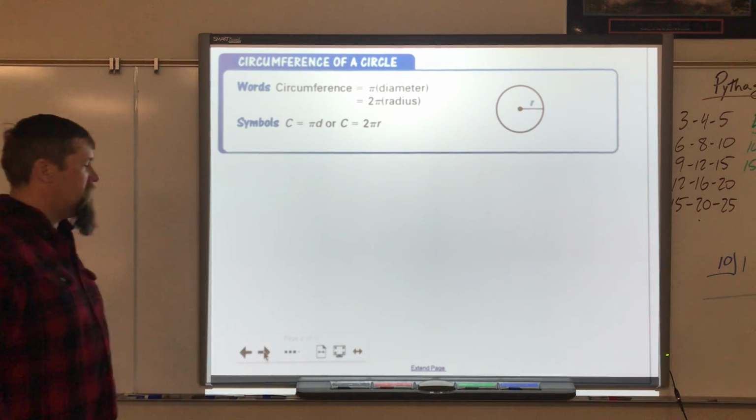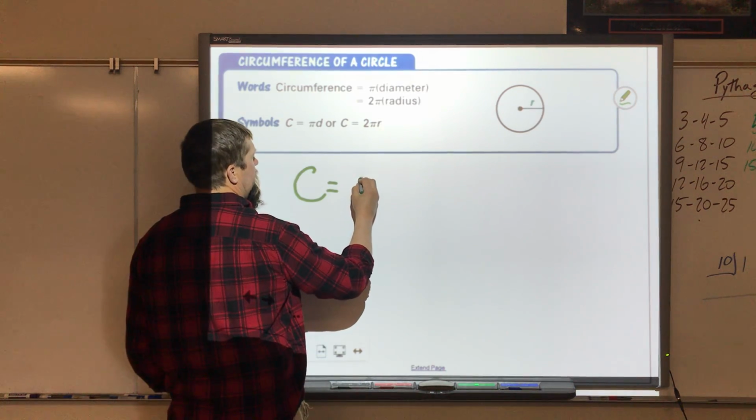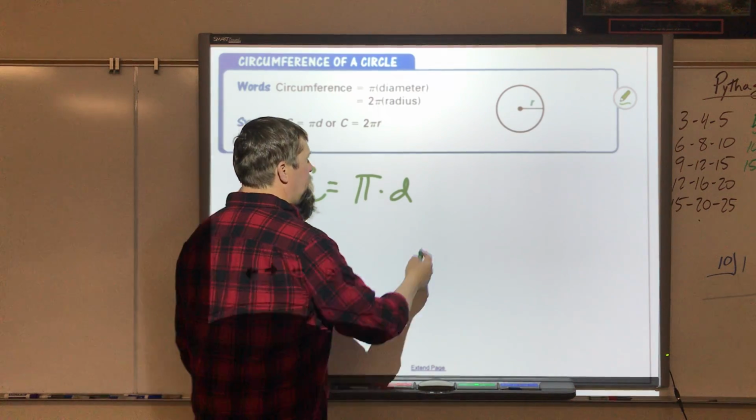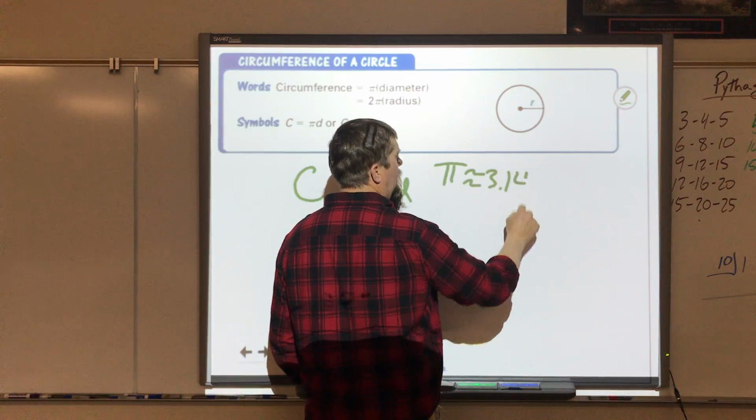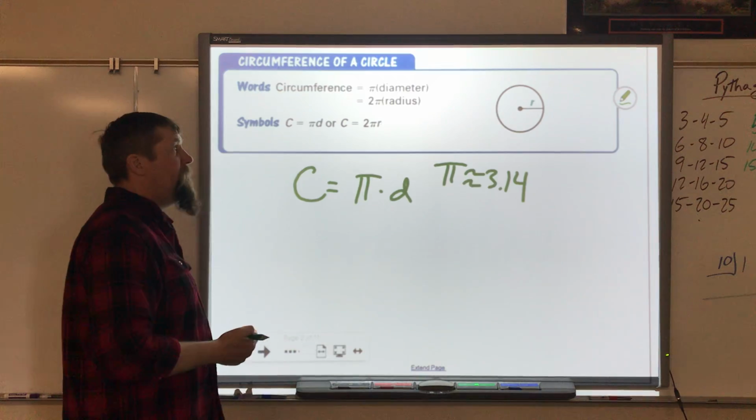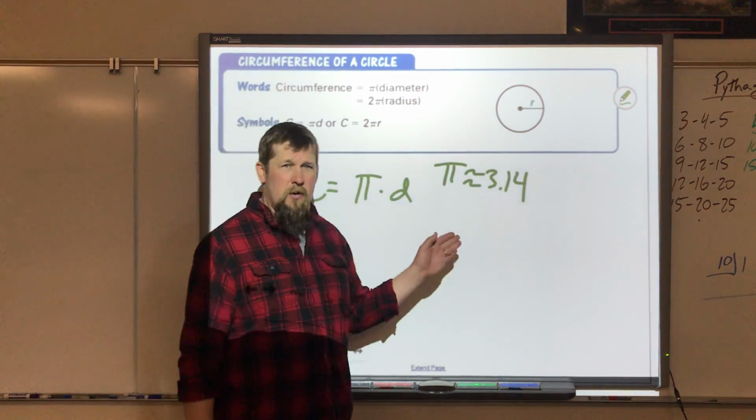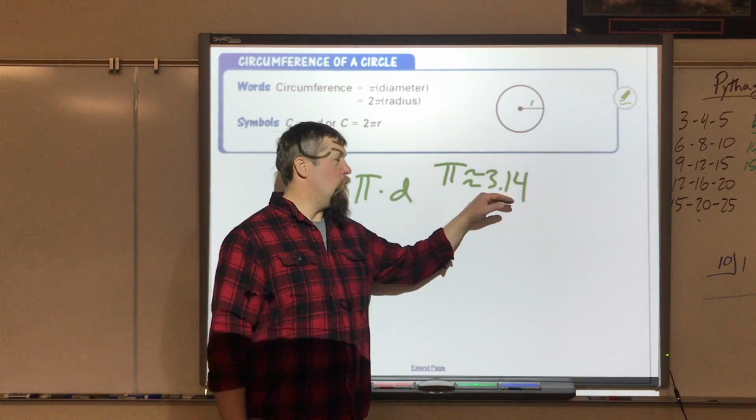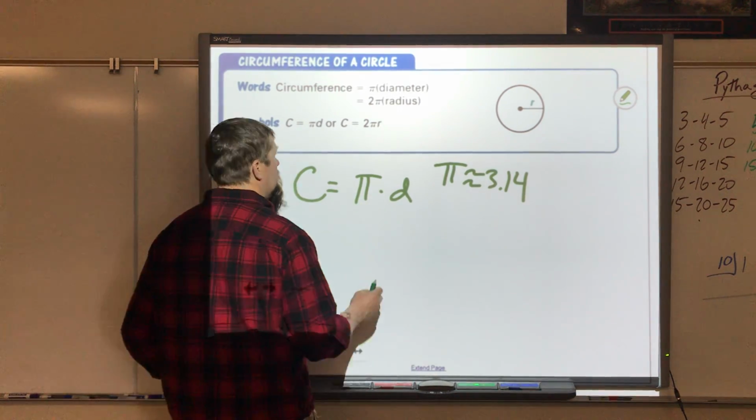The circumference of a circle can be calculated two different ways. The circumference is equal to pi times the diameter. And of course, pi is approximately 3.14, and that goes on forever. But we're going to use either 3.14 or the pi button on the calculator. If you use the pi button, you're going to always come up with pretty close to the exact answer. If you round your pi to 3.14, you might not come up with exactly the same answer.